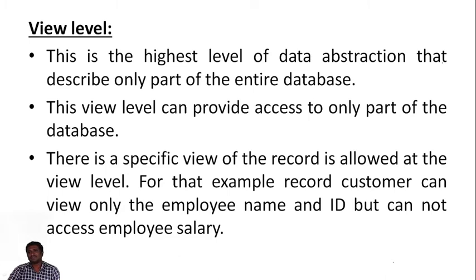For example, the customer can view only the employee name and employee ID, but cannot access the employee salary. The employee salary is accessed only by the particular employee and that employee's manager or HR level manager. This is called the view level. It is the highest level of data abstraction that describes only part of the entire database. It hides everything else from the user.